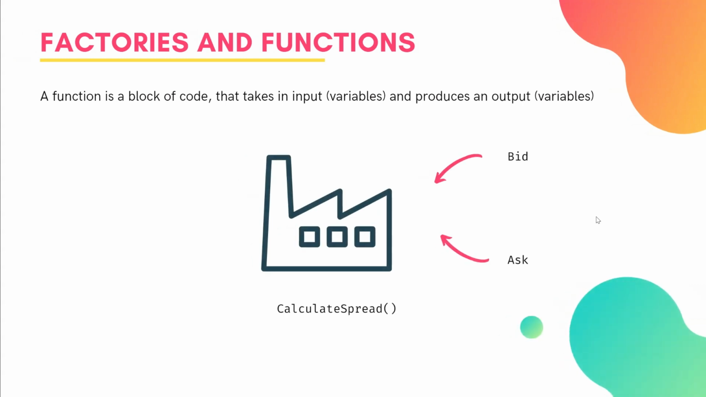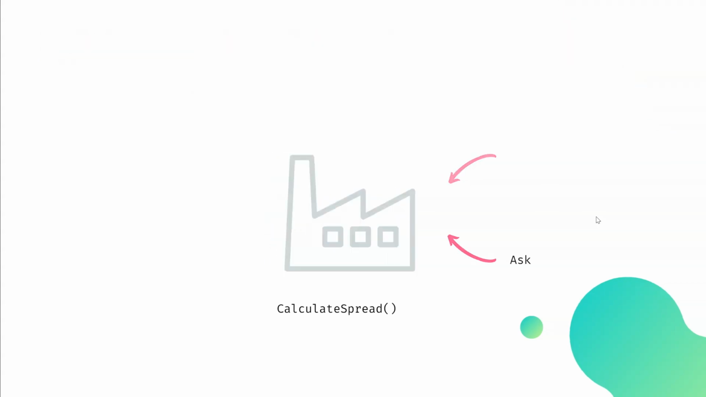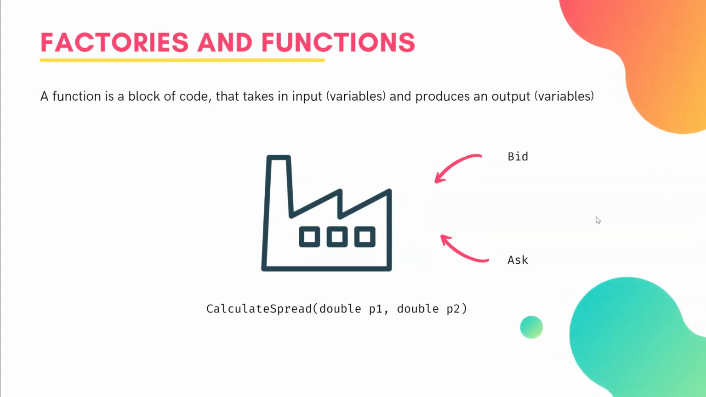So in order to calculate the spread, we need to put into that factory our inputs. And to calculate spread, there's two very basic inputs we need. We need the bid price and we need the ask price. So in order to put those in code terms, we need to put them as parameters. Parameters is another word for inputs for that specific function. And we would have two doubles because the prices for bid and ask will be numbers with decimal places. And we could give them P1 and P2 as parameters.